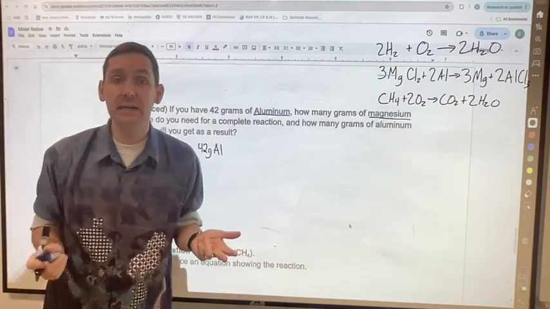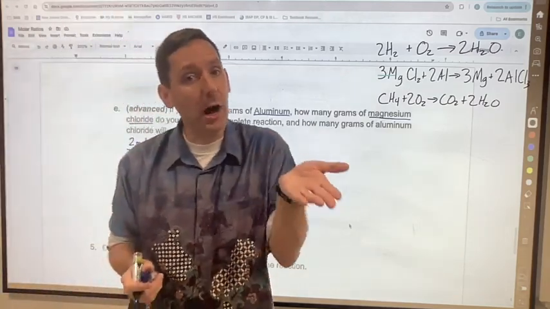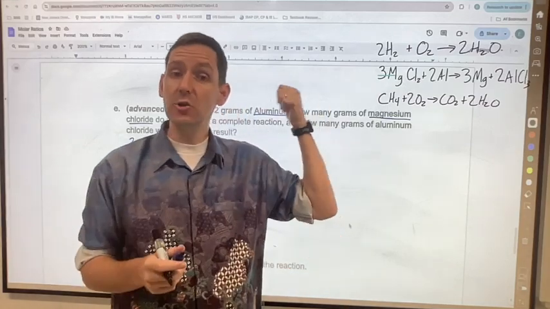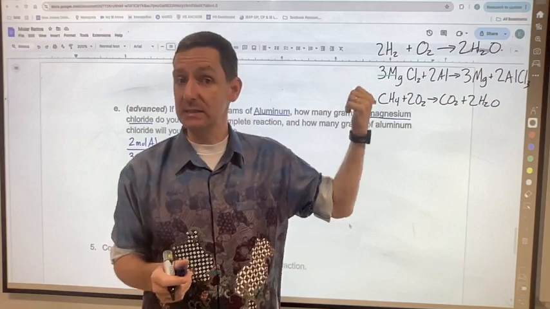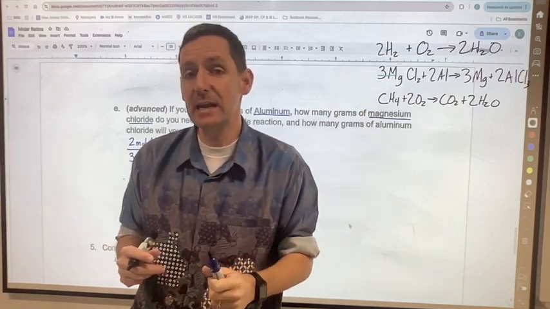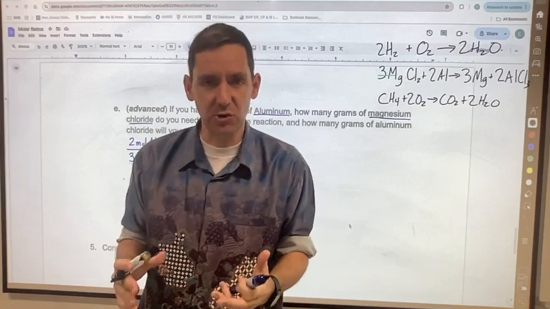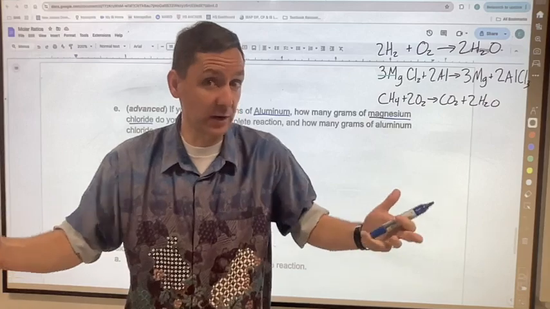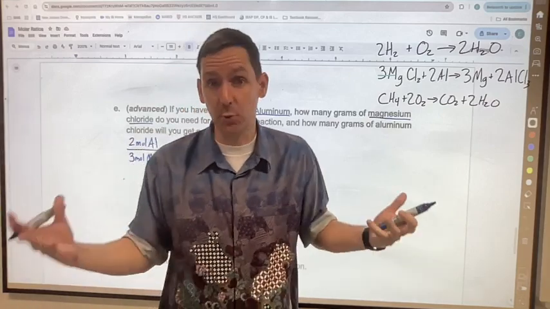So this is like what you would need in a lab, right? We know how many grams we have of one substance, and then we're going to use our knowledge of balancing the equation to figure out how much of the other substance I need so that I'm not wasting any, so I don't have any extra left over. I can just hopefully do a clean reaction with the two things that are reacting.